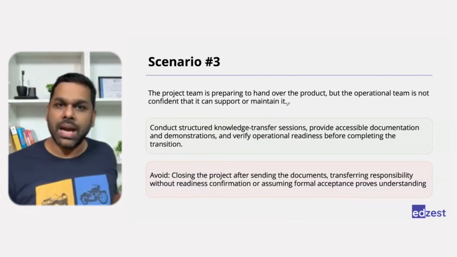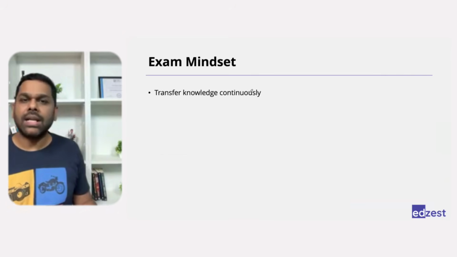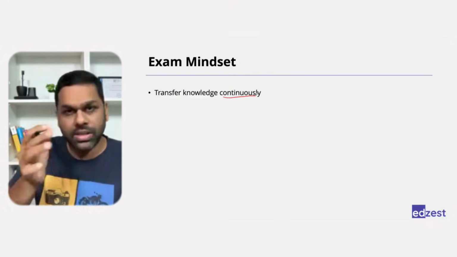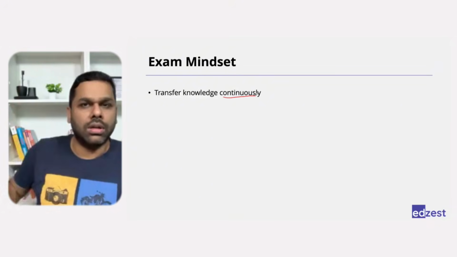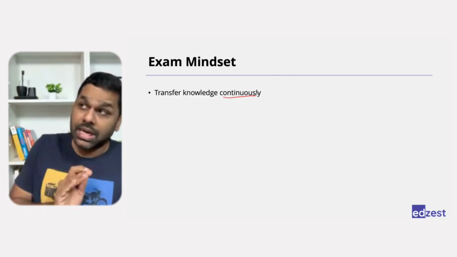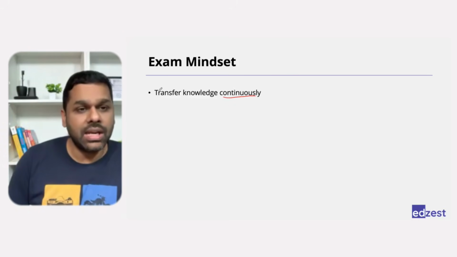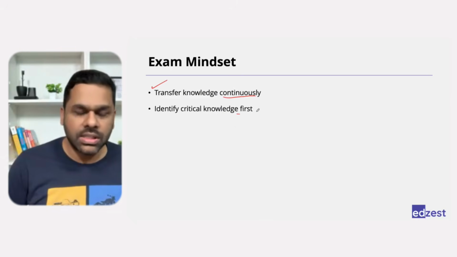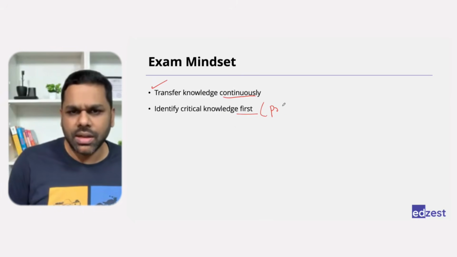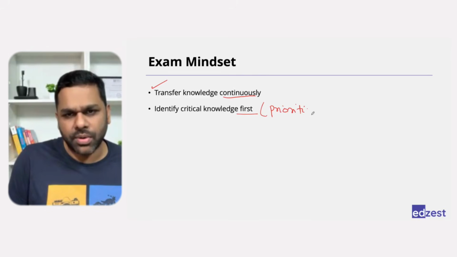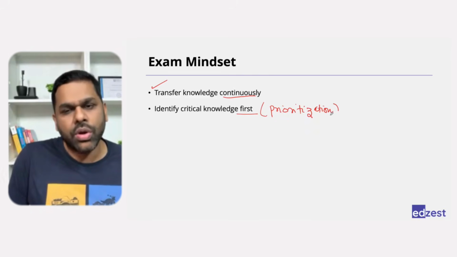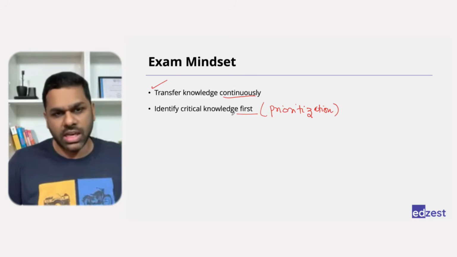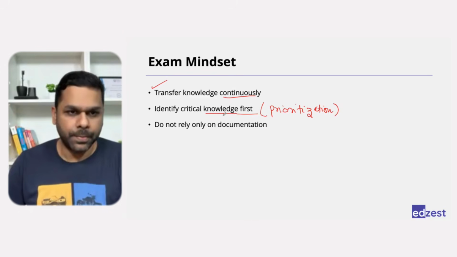Okay, what should be the mindset? The mindset is that we must transfer knowledge continuously. Transferring knowledge is not a one-step process or a two, three step process. It happens continuously, and we must establish that process well. Then identify the critical knowledge first. Prioritization is a very important skill of a project manager. You cannot do everything at once. So you will have to prioritize what is the most important knowledge element to share and plan for it.